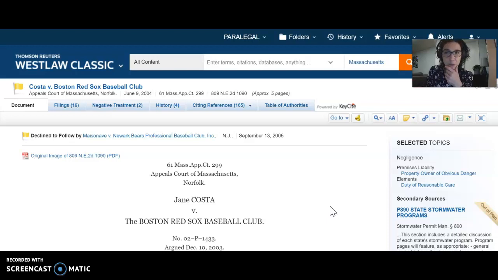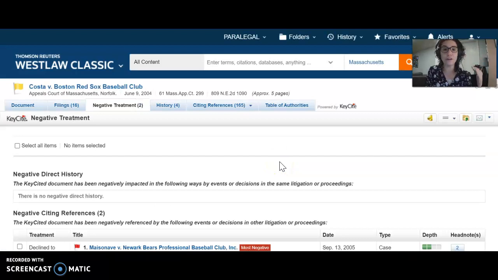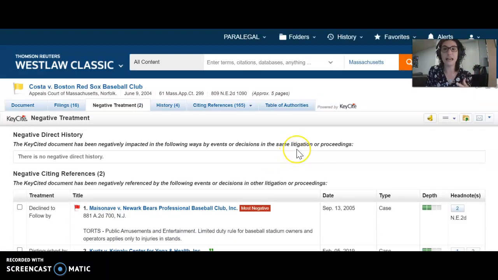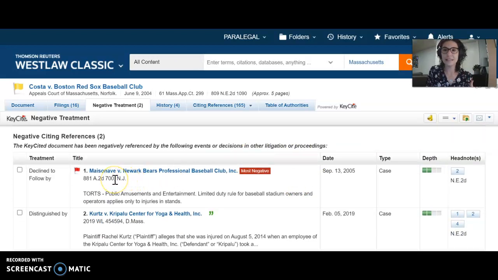So if we say to ourselves, uh-oh, there's some negative treatment here, let's just see what it is before I move any further. We click on negative treatment, and Westlaw will default to give us any and all of that negative treatment. And this is what we looked at in class. The case that gave Costa versus Red Sox negative treatment. What does that mean? It means this case, Mason Nave versus Newark Bears Professional Baseball Club, cited Costa as a precedent, obviously persuasive, and said, we must come out differently.